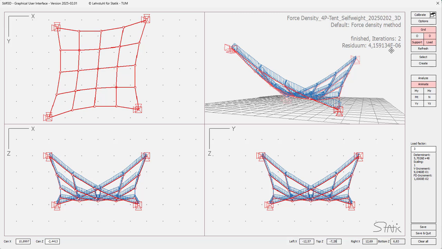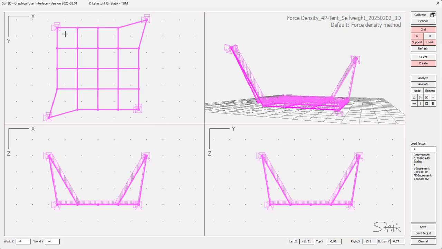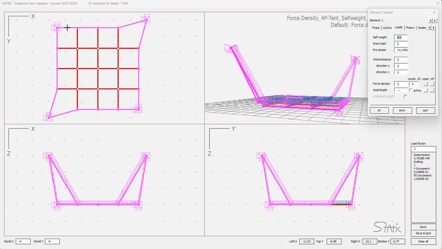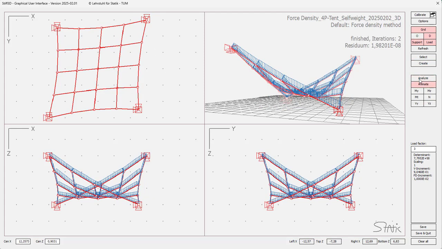Let's now modify this problem a little bit by increasing the force densities. Let's go back and let's increase the force densities for the edge cables. I select all of them and take away the interior cables. Let's go to any of these elements and let's increase now the force density to 10, let's say. And let's repeat the analysis. A little bit better, but still the pre-stress inside the surface is not enough.